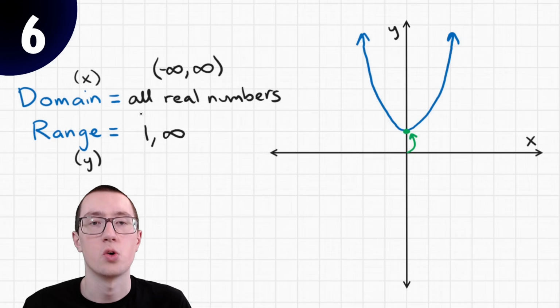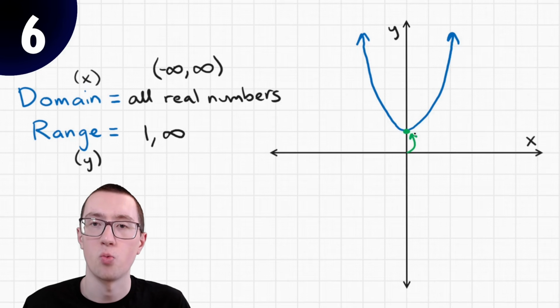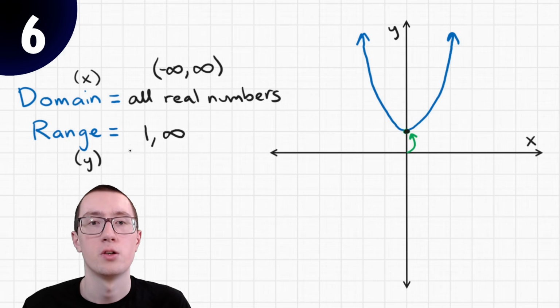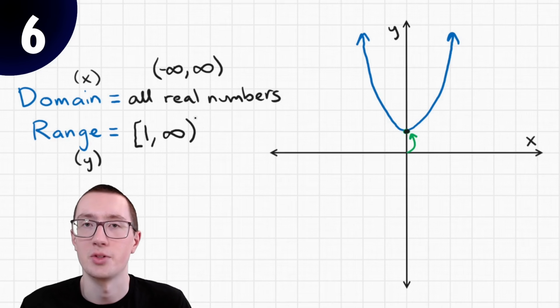So we're actually not going to only put parentheses. We have to first ask ourselves, is exactly 1 part of the numbers we can put in? And in this case, yes, it is. If we put in exactly 1, then we will hit the graph. So whenever we can put in the exact number, then instead of a parenthesis, we're going to put in a bracket. But we're still going to put parentheses around the infinity because it's not a number. You can't actually put in infinity, right? So our range is 1 to infinity.